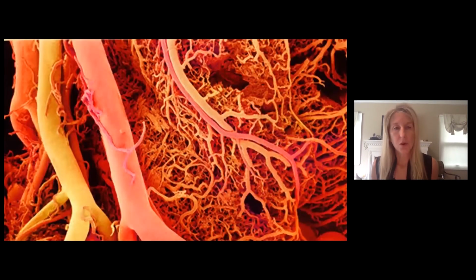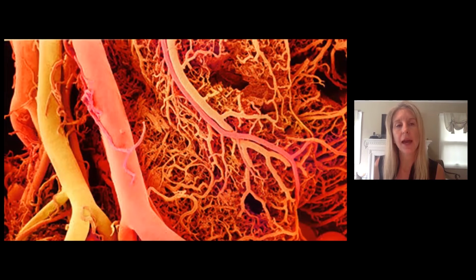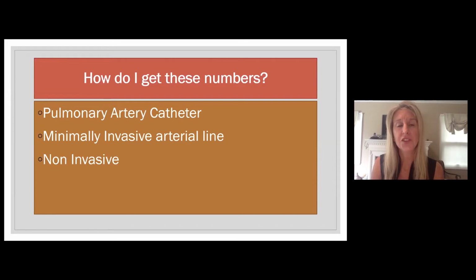So after my stories and my little discussion on hemodynamics, I really want us to stop focusing on the mean arterial pressure as much and to start thinking about how well is this patient perfusing? What is their blood flow? How are they perfusing their fingers, their toes, their kidneys, their liver, all the vital organs? So how do I get these fabulous numbers that I'm talking about?